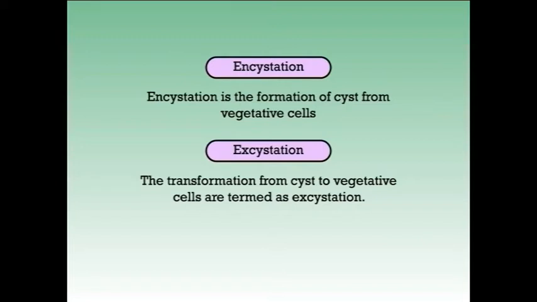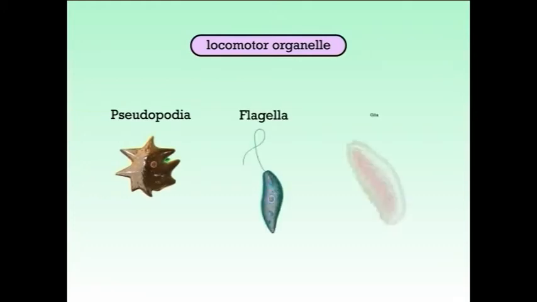Next, when we talk about the movement of protozoa, most of them are motile and move by one of the three types of locomotor organelles, that is pseudopodia, flagella or cilia. And for reproduction, they mostly reproduce asexually by way of binary fission, but some also carry out sexual reproduction by conjugation. Now coming to viruses.